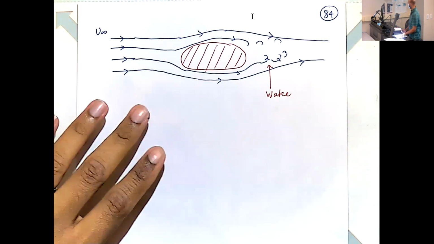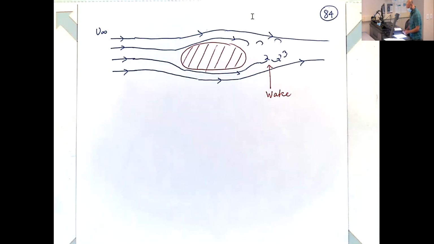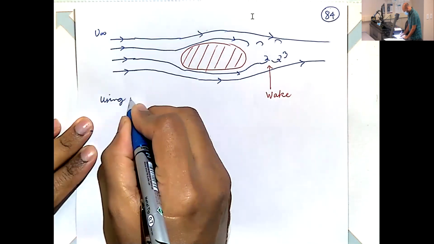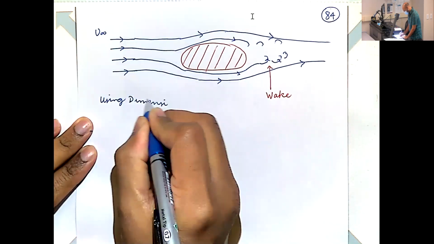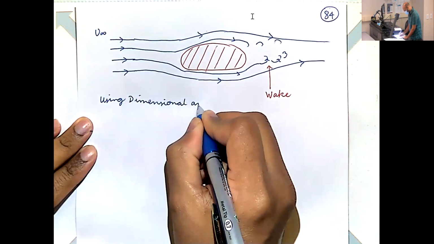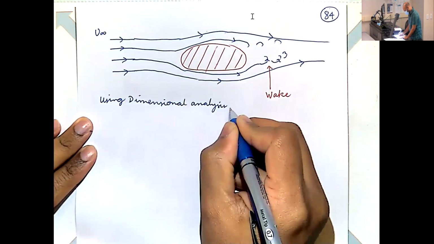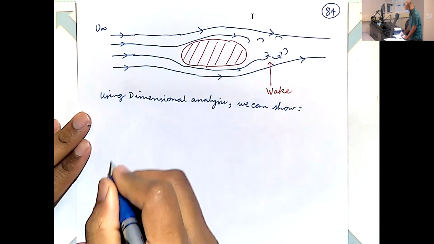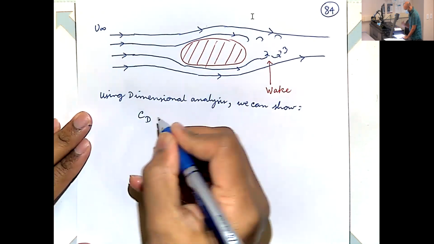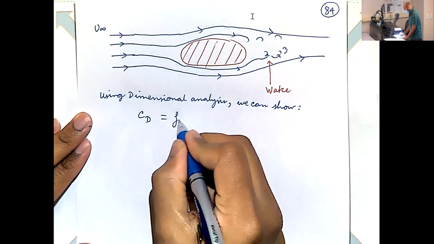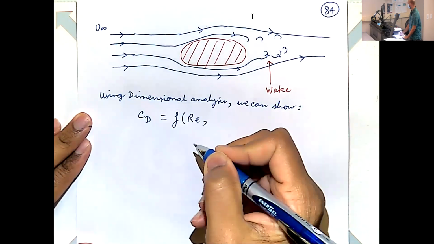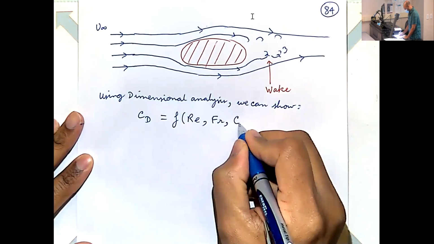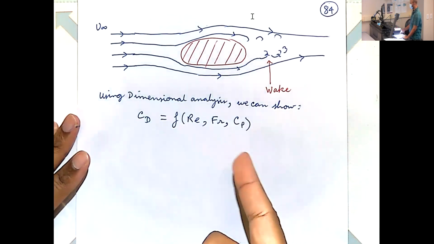So for objects moving on the water surface, you can show, using Buckingham Pi theorem or using dimensional analysis, in this case, the CD, the drag coefficient, becomes a function of the Reynolds number, which we know already, something called the Froude number, and CP, the pressure coefficient, the cavitation number.